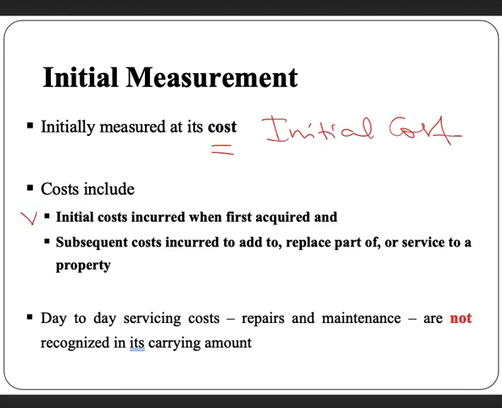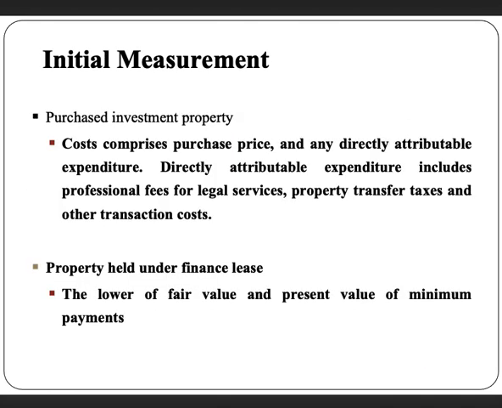The cost includes the initial cost incurred when you first acquired it, and any subsequent cost incurred to add to, replace part of, or service a property. So just like your PPE, we have subsequent costs that you incur on the asset. You need to know whether you should capitalize or expense it. Day-to-day servicing costs, repair and maintenance are not recognized in the carrying amount. In other words, these will all be written off into SOPL. The initial measurement includes the purchase price and any directly attributable costs, including professional fees for legal services, property transfer tax, and other transaction costs.